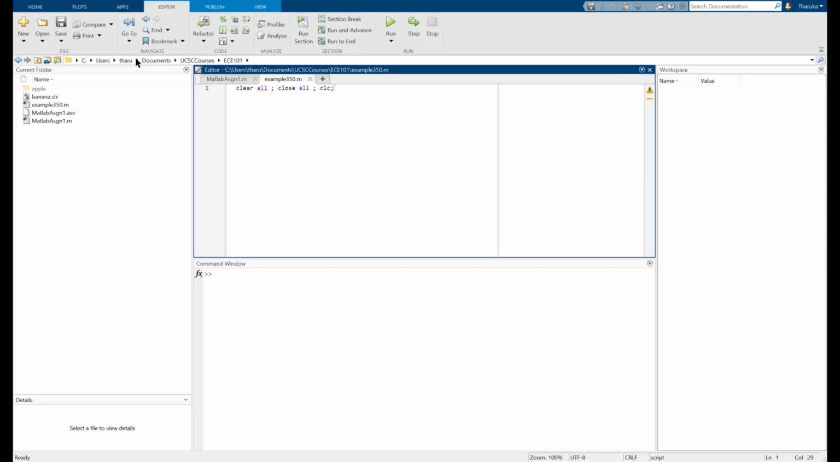Alright, so apparently Windows forgot to connect my microphone, so I'm recording this voiceover after the fact. Welcome to MATLAB. This is a pretty simple equation that you could do by hand, but I'm doing it in MATLAB anyways.